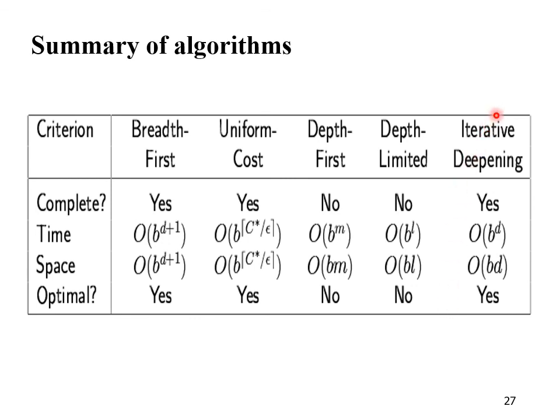Iterative deepening search will definitely provide a solution if it exists. Time complexity is order of b to the power d, space complexity is order of b multiplied by d, and it will provide the optimal solution. Thank you so much.